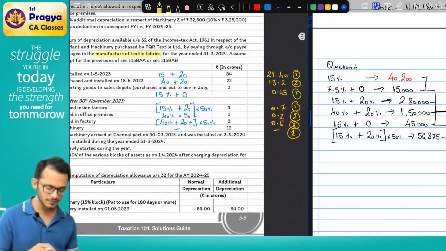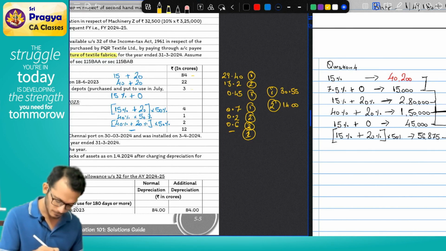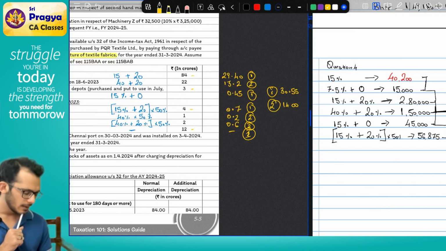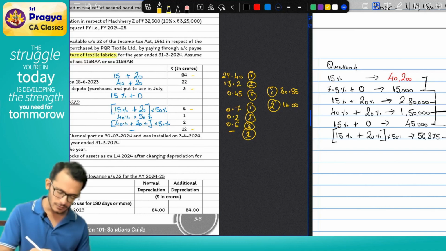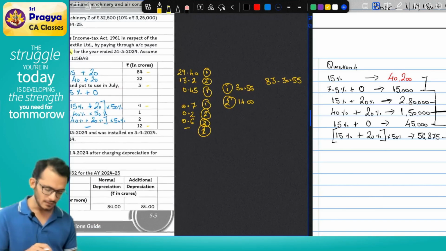Look at your cost. Cost is 84 plus 3 plus 4 plus 12. 84 plus 3 is 87, 91, 93, 103. So we will reduce 103 from 30.55.